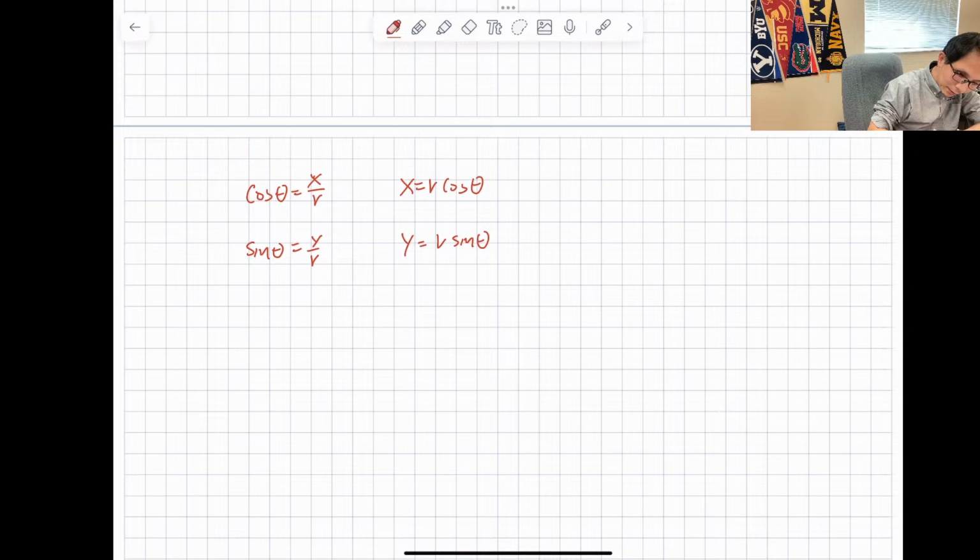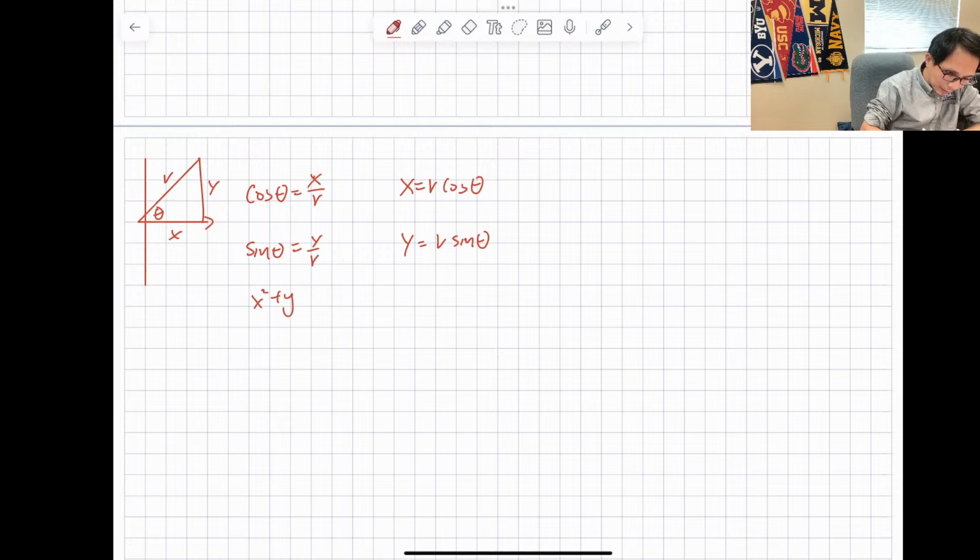And basically it's from a right triangle. This triangle has r, y, and x, so basically just from SOHCAHTOA. Second thing is x squared plus y squared is equal to r squared. The last thing is tangent theta is equal to y over x. So basically I'm going to utilize all these equations to convert one thing to the other.